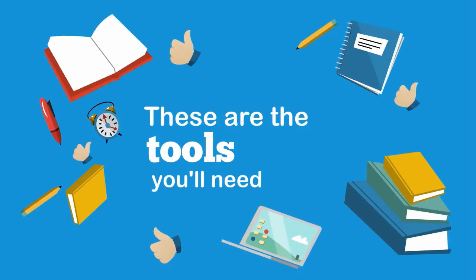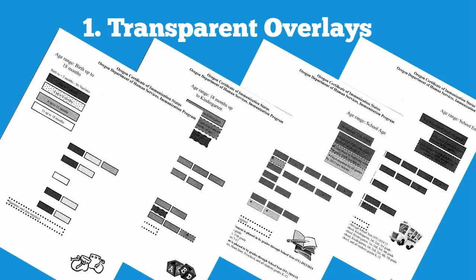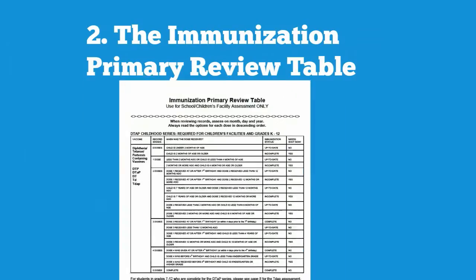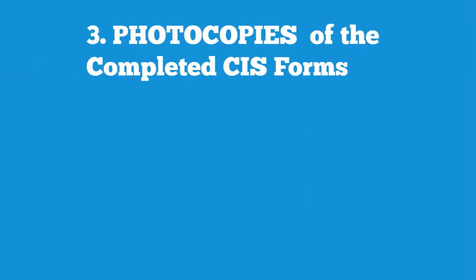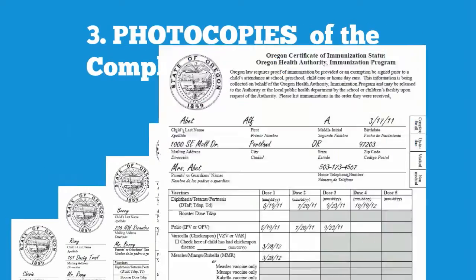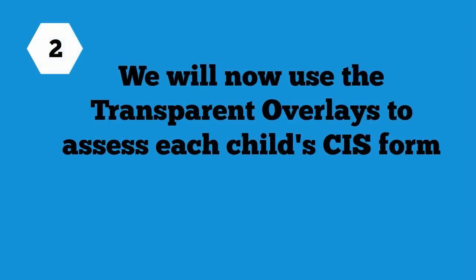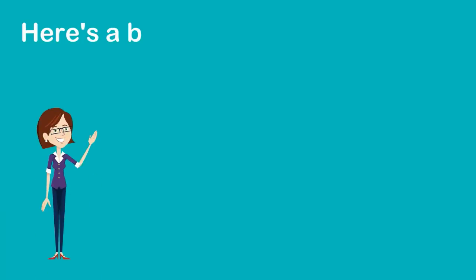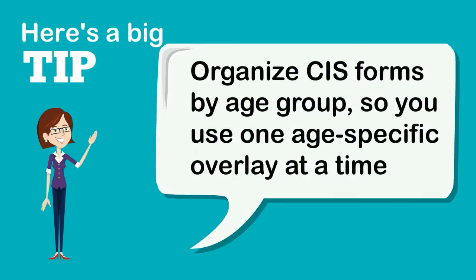To do this, you'll need your transparent overlays, the primary review table, and photocopies of your completed CIS forms. Since the overlays are age-specific, start by organizing your CIS forms by age.